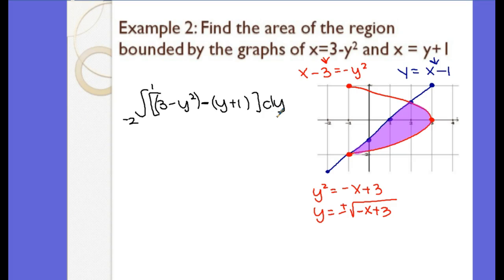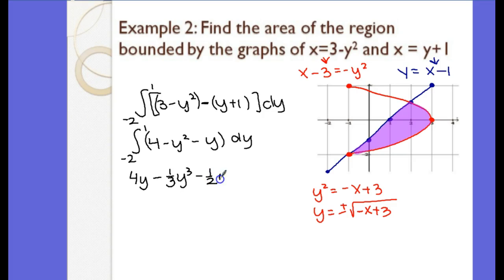Now, the y is like an x in terms of power rules and all the mathematics that we do. So all you're going to do is clean this up. So you have 3 minus a minus 1, which becomes positive. So you get 4 minus y squared minus y dy. So you get 4y minus 1/3 y cubed minus 1/2 y squared, evaluating from 1 to -2.